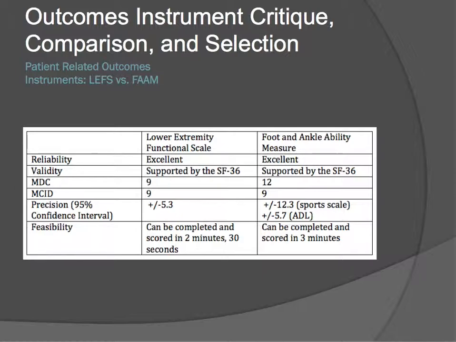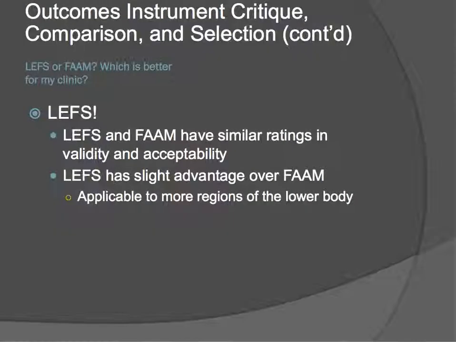As far as feasibility is concerned, both scales can be completed and scored in relatively short periods of time and with relative ease. So all things considered, both scales score very similarly across all ratings. So which patient-related outcomes instrument is best for my clinic in the secondary school setting? I chose the lower extremity functional scale.